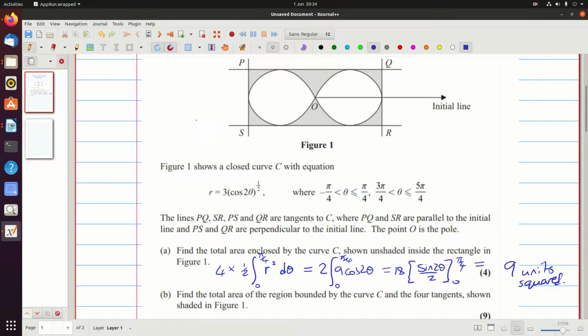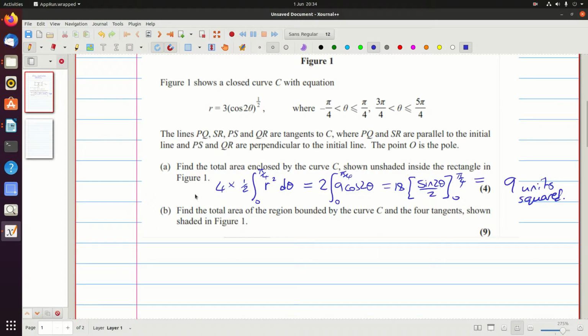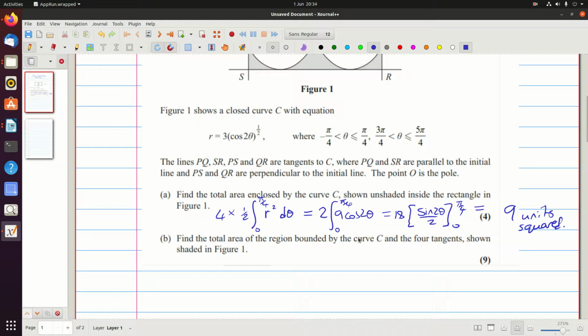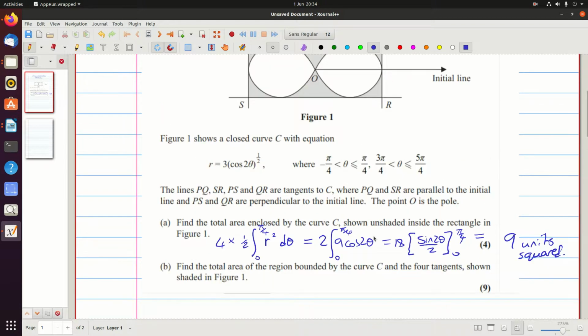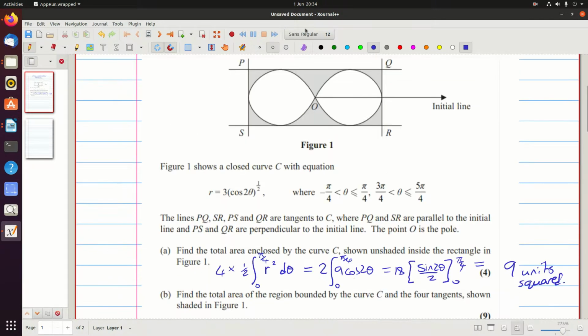Okay, so let's go down to the nastier bit. The nastier bit is: find the region bounded by the curve and the 4 tangents shaded in figure 1. Now, first thing I thought was, is it really asking me to work out the area of a rectangle? I read the question again. I thought, yes, that's exactly what it's asking me to do. So there must be something difficult about finding the area of this rectangle.